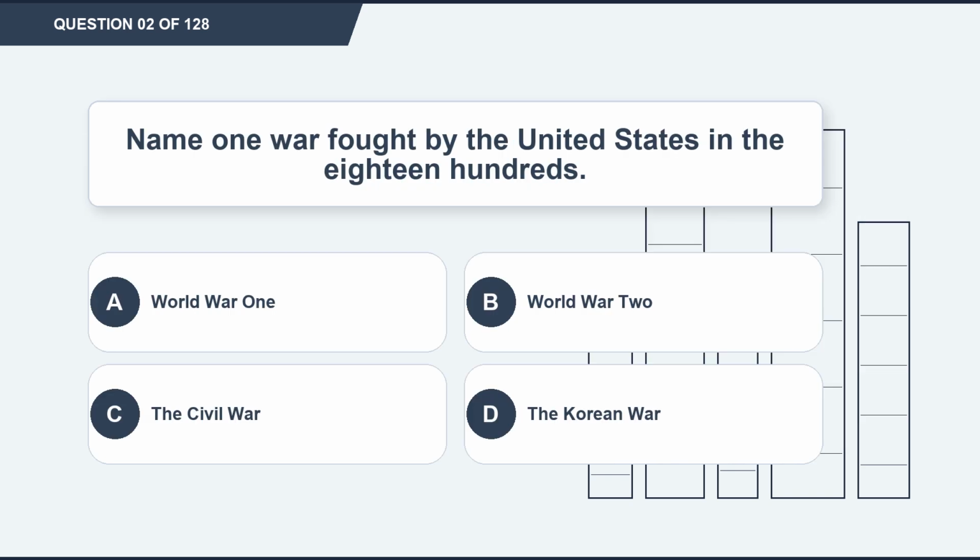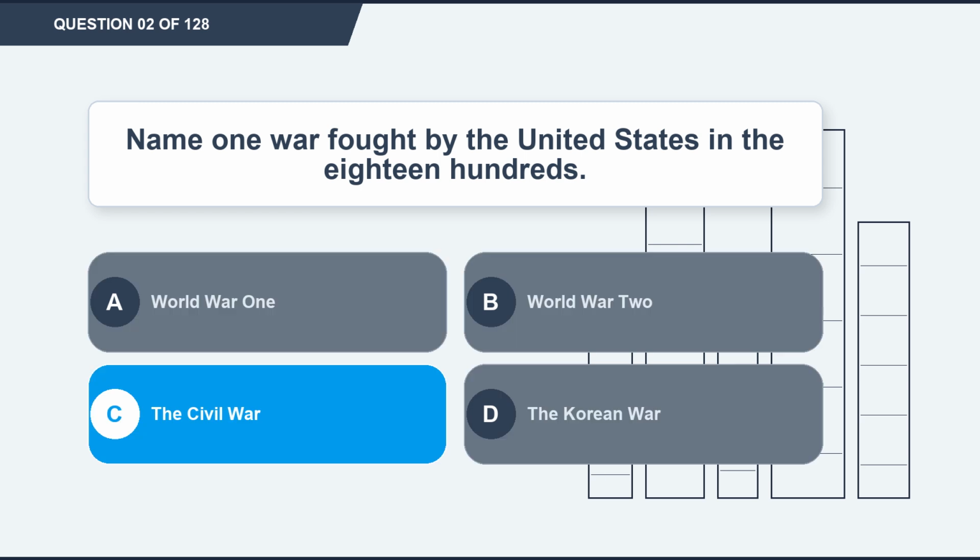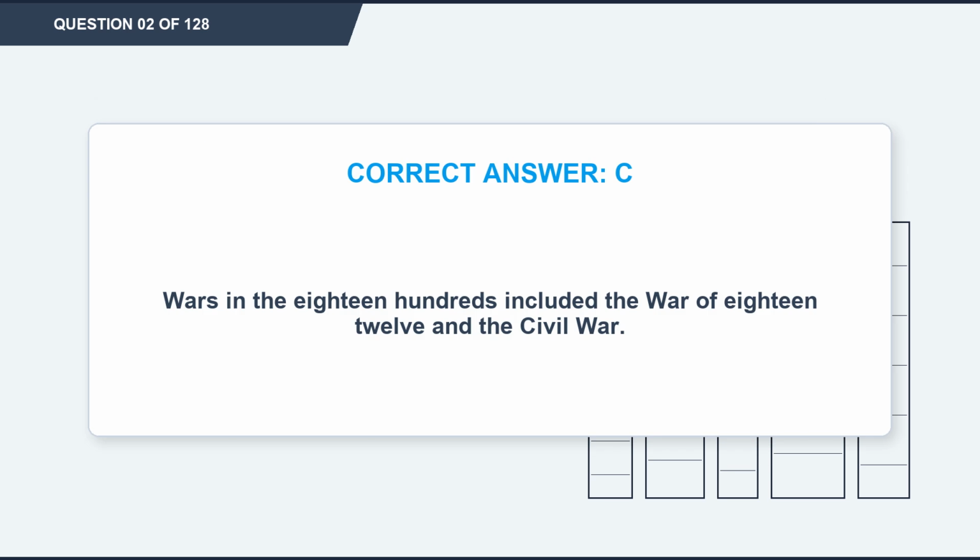Question 2. Name one war fought by the United States in the 1800s. Option A. World War I. Option B. World War II. Option C. The Civil War. Option D. The Korean War. The correct answer is option C. The Civil War. Explanation. Wars in the 1800s included the War of 1812 and the Civil War.